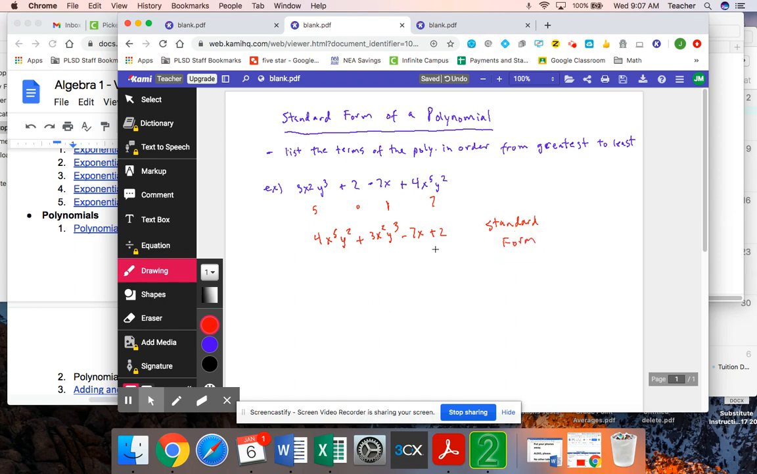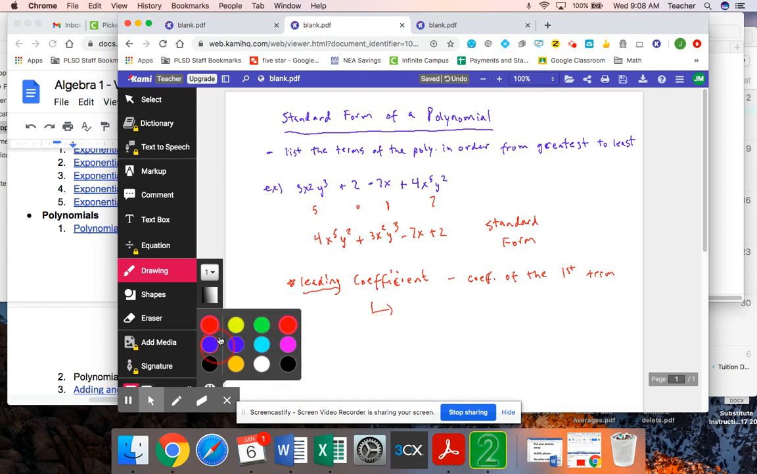All right. Now, from standard form, I could ask you for the leading coefficient. If you remember what a coefficient is, it's just the number attached to the variable in a term. The leading coefficient is the coefficient of the first term if it's in standard form. So the leading coefficient in this problem would just be 4. I have to put it in standard form first, but the leading coefficient would be 4.